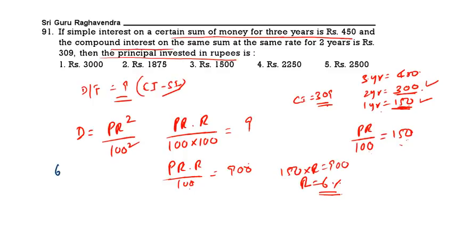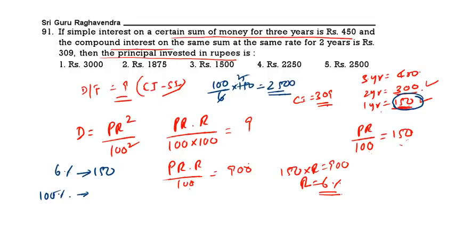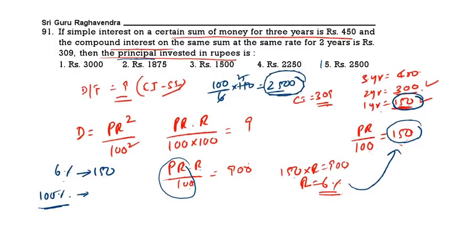6% is the rate of interest for 1 year. So 6% is 150. Therefore 100% is equal to how much? 100 by 6 into 150. That is 2500. That is the correct answer. See, this is PR by 100 into R. PR by 100 is 150, so 150 into R is 900, R value 6. If 6% is 150, we want the principal, 100% is how much? That is 2500. 2500 is the correct answer.